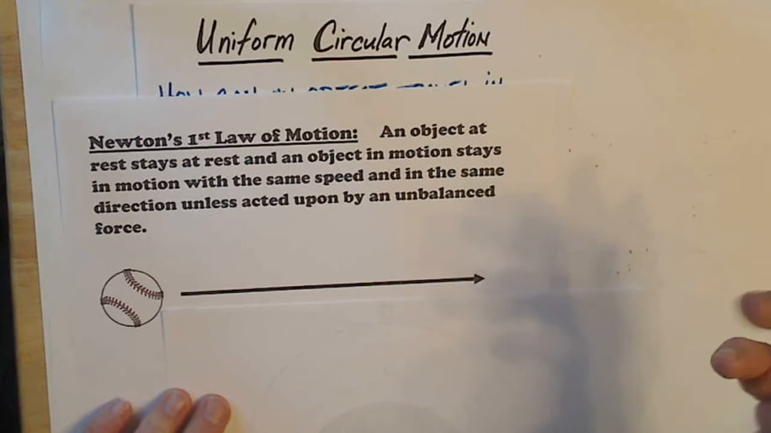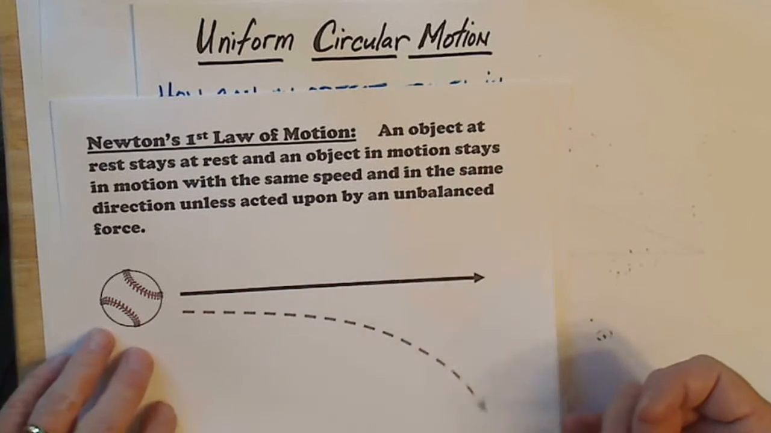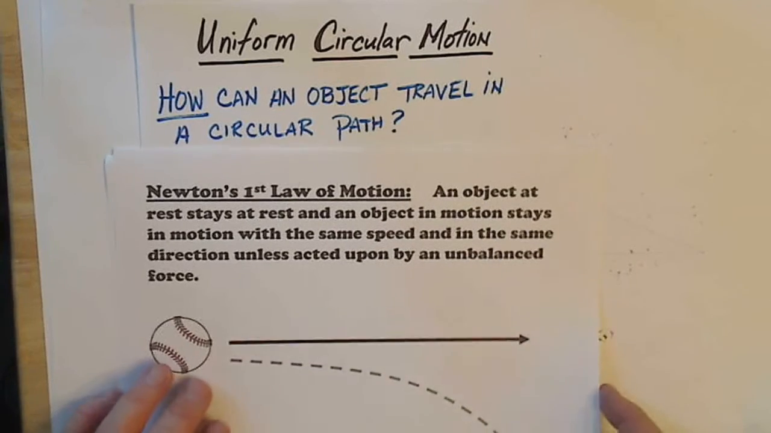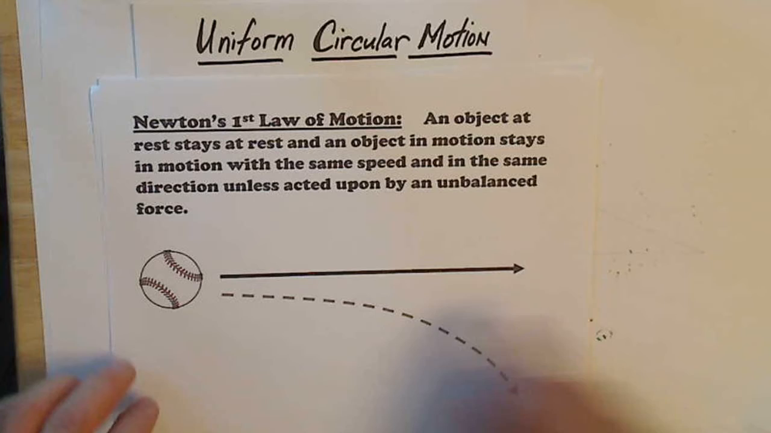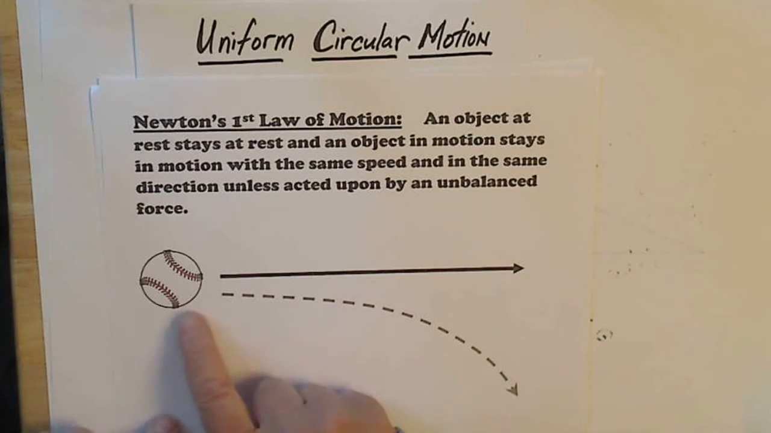But reality tells us that it's not going to do that, is it? No, instead the ball is going to drop off and start curving downward. Now, the question is, why? That's the question we're trying to answer here. How and why can an object travel in a circular path? Well, according to Newton's law, it's supposed to travel in a straight line, but there must be some other force pulling on that ball.